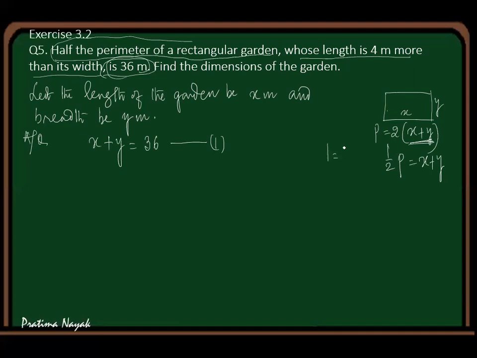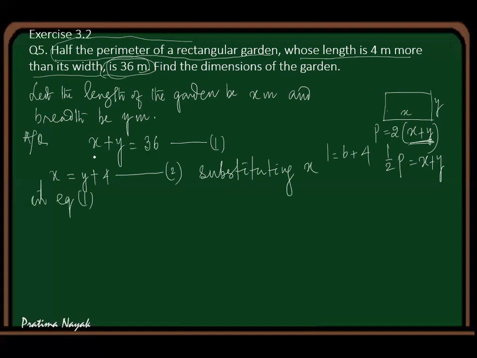Next, the second information: length is 4 meter more than the width. Length is equal to breadth plus 4. Length is x, breadth is y, so x is equal to y plus 4. This is equation 2. So I'll substitute this value of x in equation 1. In place of x, I'll put y plus 4.